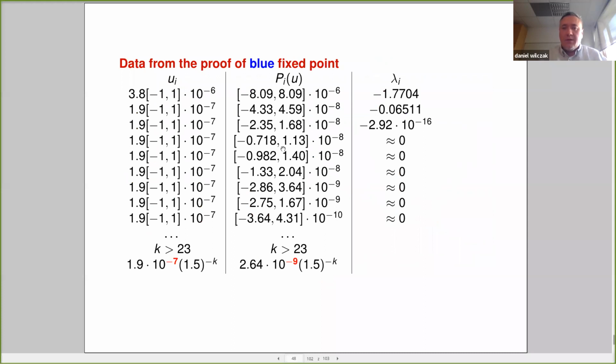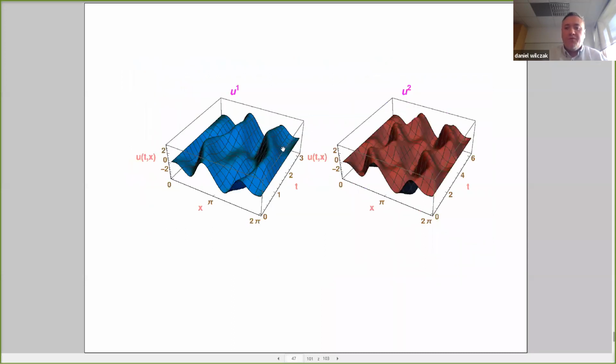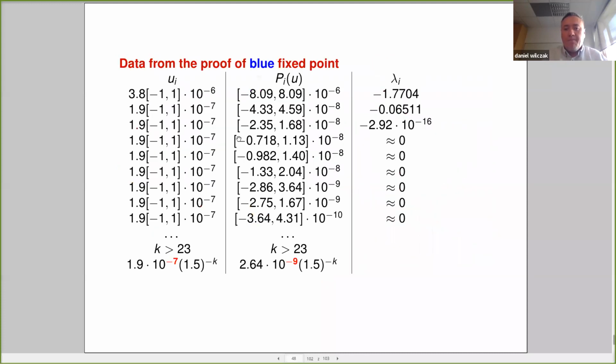And if we repeat the same computation for the blue fixed point, we end up with the following bounds. This is the size of the initial set centered at the fixed point, and this is the bound for the Poincaré map. And here are also the eigenvalues, approximate, of course. And this is, again, more or less some scaling by eigenvalues. And actually, obtaining a proof of the existence of chaotic dynamics in this system would not be possible without this particular algorithm I explained before.